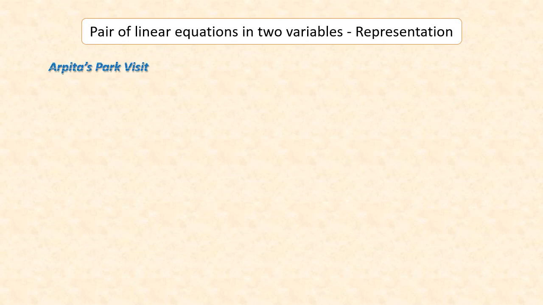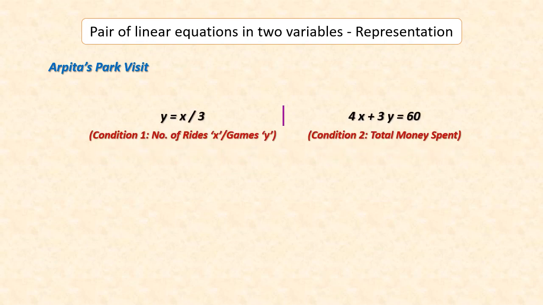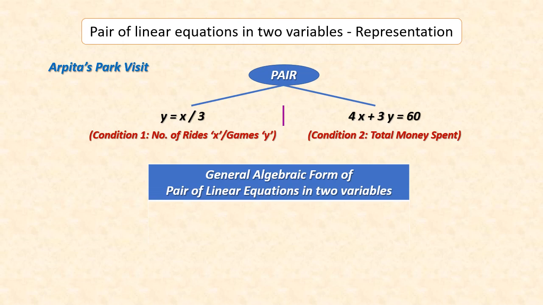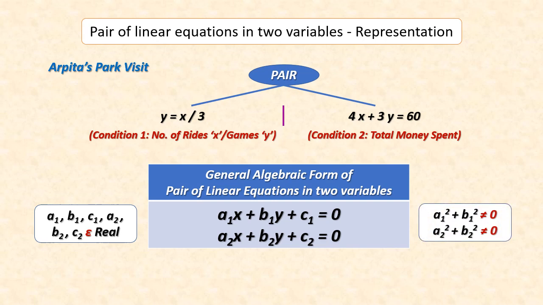Now, let us go back to Apatow's example and consider the two equations again. These two linear equations in the same two variables x and y are called a pair of linear equations in two variables. Algebraically, the general form for a pair of linear equations in two variables can be represented as a1x + b1y + c1 = 0 and a2x + b2y + c2 = 0, where a1, b1, c1, a2, b2, c2 are all real numbers and a1 squared + b1 squared ≠ 0, and a2 squared + b2 squared ≠ 0.